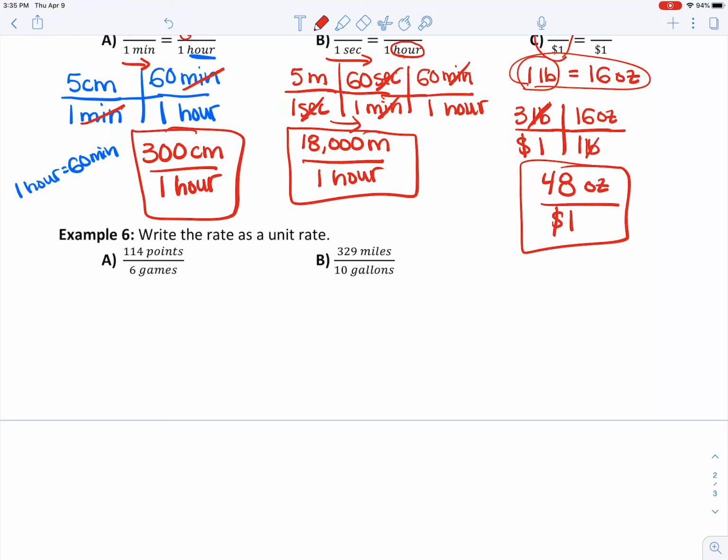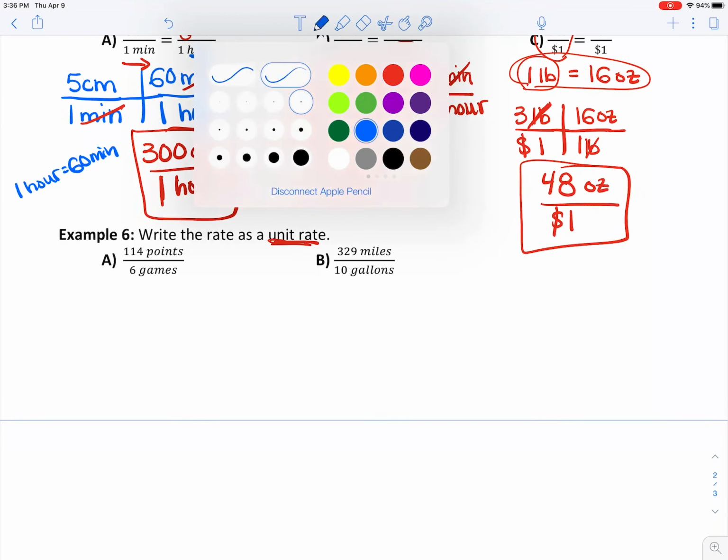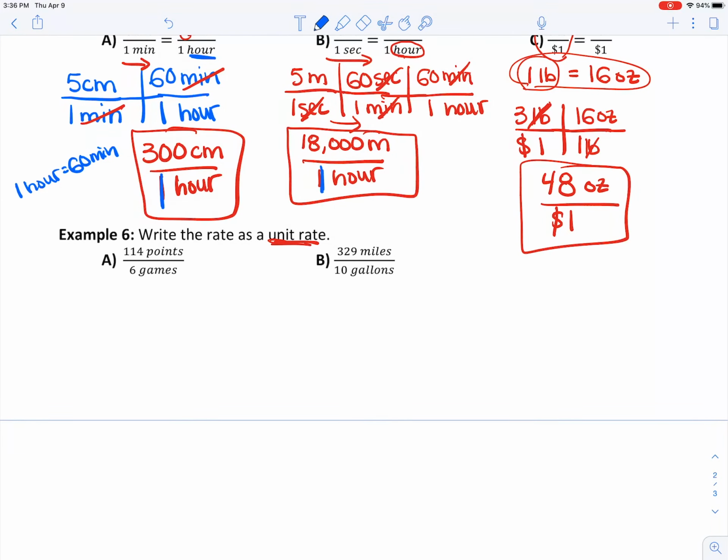All right, example 6, write the rate as a unit rate. All right, this is a big type of problem. When you do standardized tests, oftentimes you'll see an example talking about unit rate. It really just means that you want that 1 on the bottom. Actually, just like our last 3 problems, all of these had a 1 on the bottom. They're talking about unit rate. So we want our number on the bottom here to be a 1 as well.